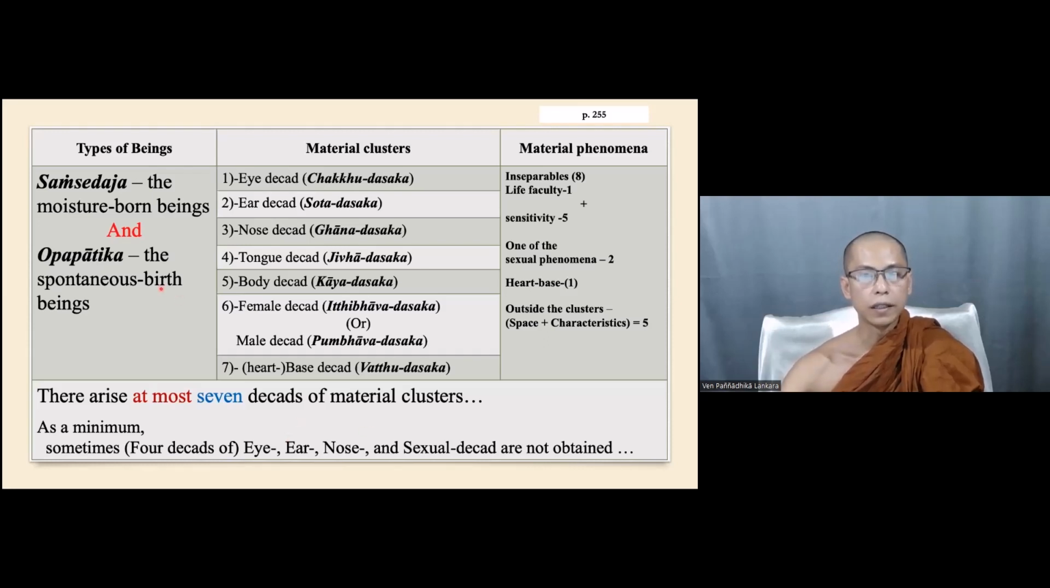So by focusing on the cluster, we can count the material phenomena at the moment of rebirth linking. As a basis, materiality in every cluster has the inseparable 8 and the life faculty, the 9 are there. With the sensitivity, 5 sensitivities, we can count sensitivity materiality. If it is absent, the materiality is also absent. If the cluster is absent, the materiality is absent. In other words, if any of the sensitivities is absent, we can understand the cluster is absent.